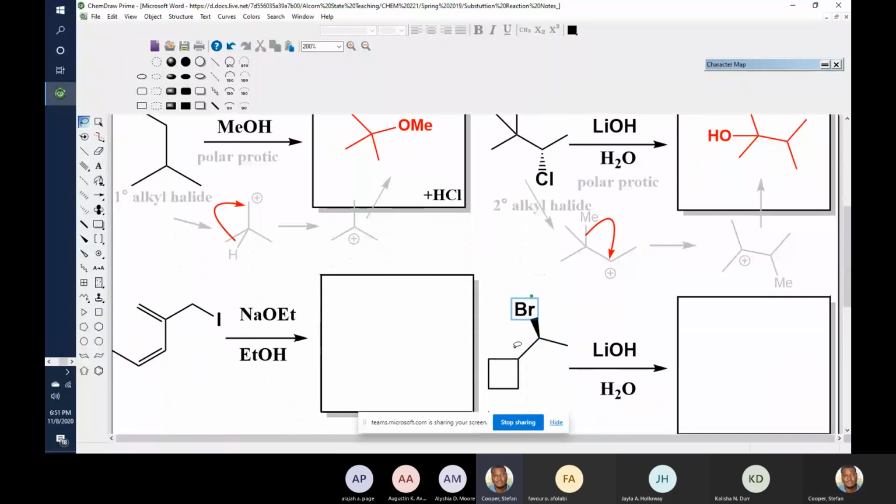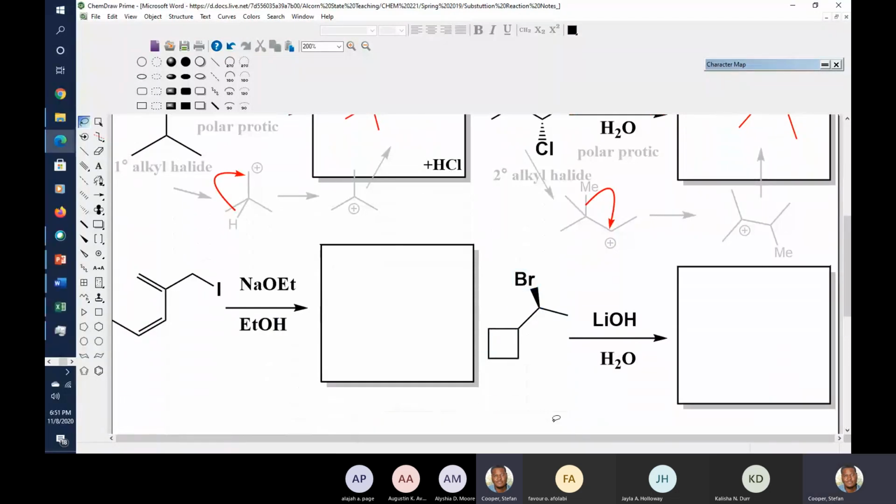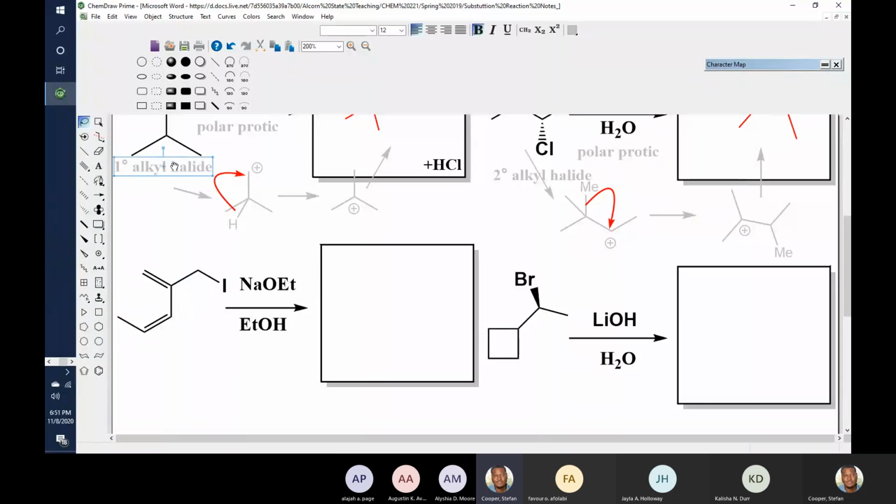Good. All right, let's work on this next problem on the right here. Can barely see it all. So what type of alkyl halide is this one? Primary. It's a primary alkyl halide. All right, what type of solvent do I have? Polar protic. Yep, polar protic solvent. What type of nucleophile do I have? It would be strong.